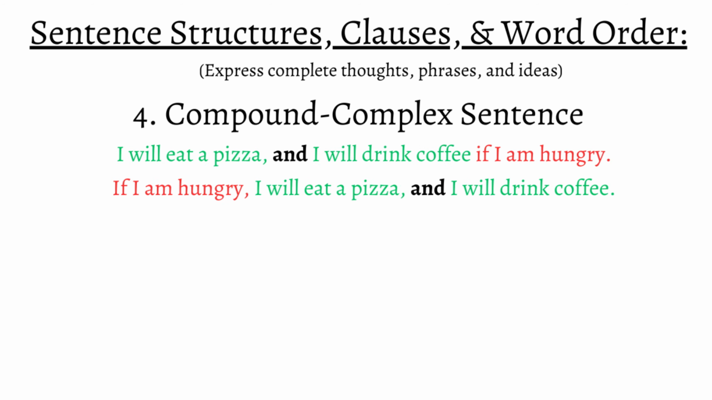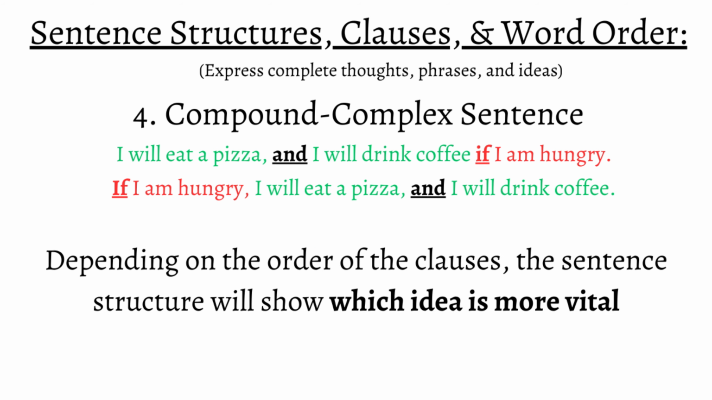A different sentence is, I will eat a pizza and I will drink coffee if I'm hungry. If I'm hungry, I will eat a pizza and I will drink coffee. This example is very similar in the same word order because these sentences are both compound complex, having two independent clauses and one dependent clause. The word if is a subordinating conjunction that begins the dependent clauses, and and is the coordinating conjunction that connects the two independent clauses. Again, depending on the order of the clauses, this sentence structure will show which idea is more vital.